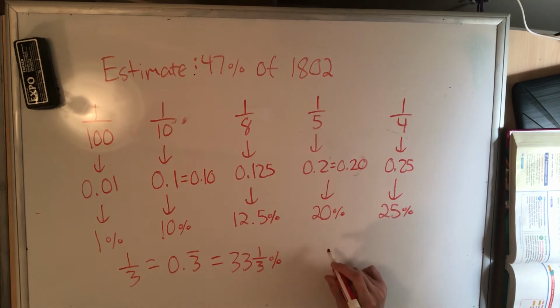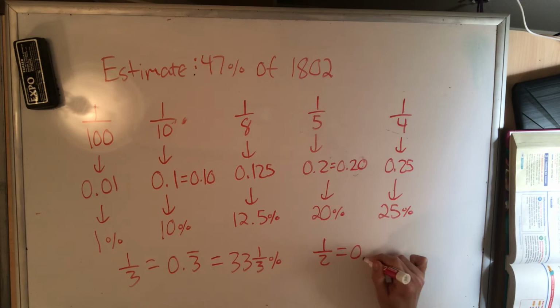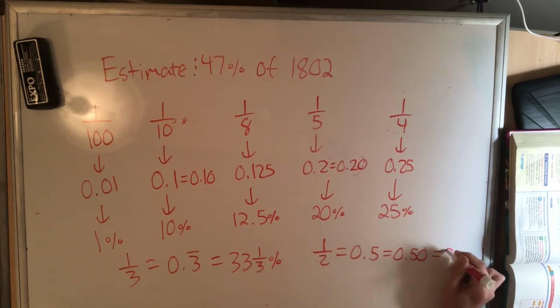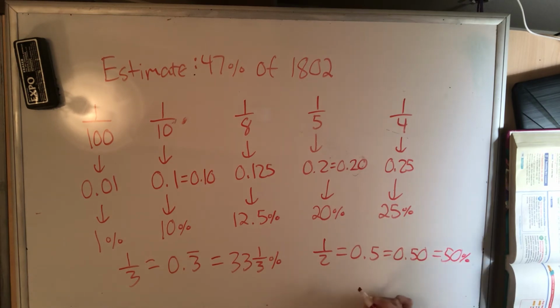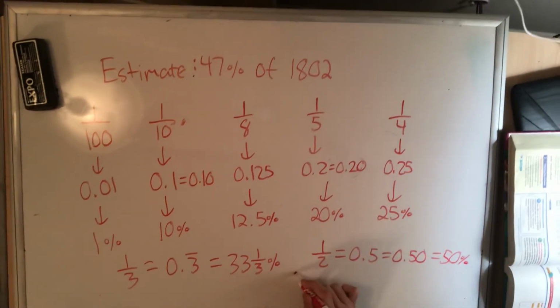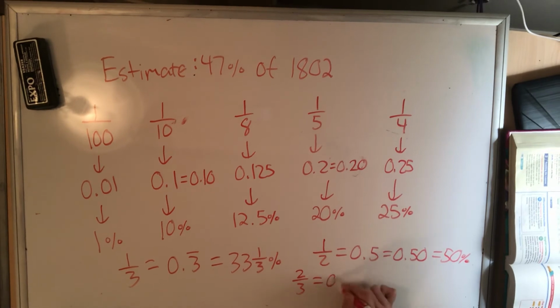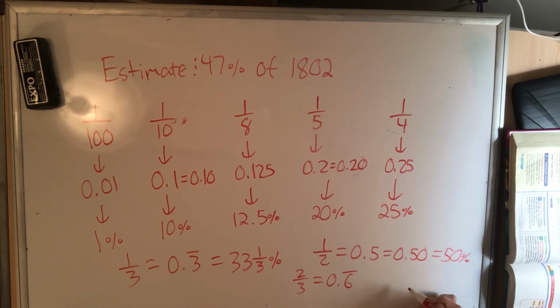And then 1/2 is 0.5 or 0.50, which is 50%. And finally, there's a couple more. 2/3, 2 divided by 3 is 0.6 repeating, 0.66666 going on forever. And that's 66 2/3%, since 2/3 of 100% is 66 2/3%.